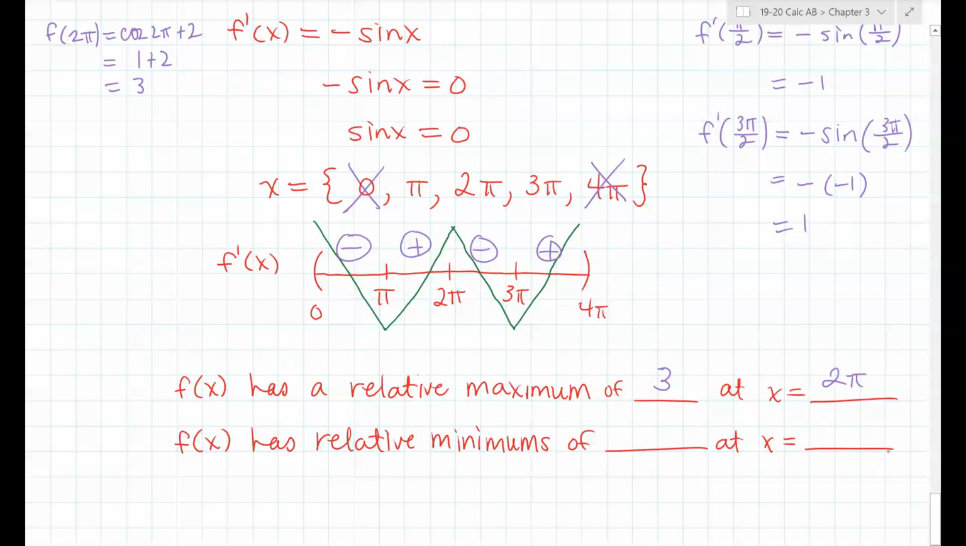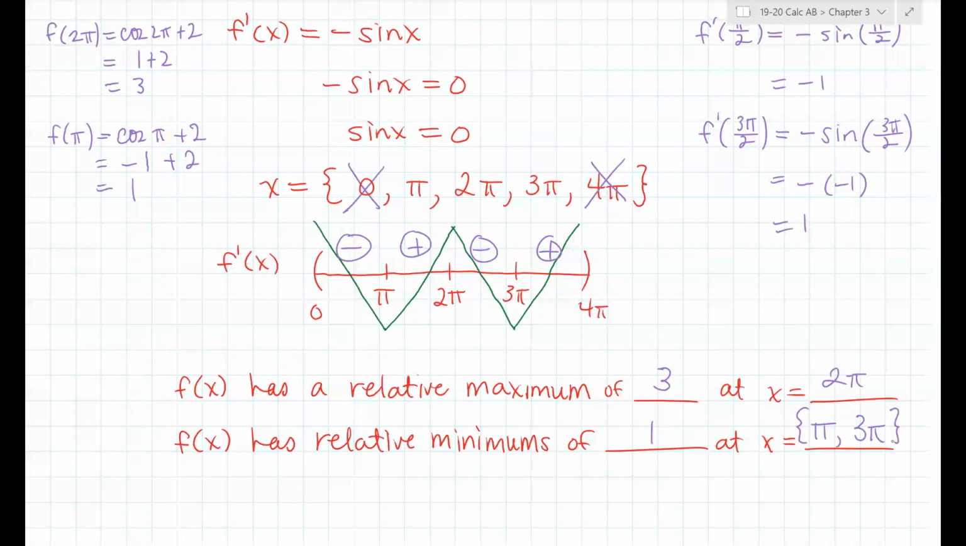So let's just find our f of pi. Cosine of pi plus 2. Now cosine of pi is -1 plus 2, so that's a 1. So that's going to happen at pi and at 3 pi. Okay, so I have relative minimums of 1 at 2 different places, relative maximum of 3 at 1 place.